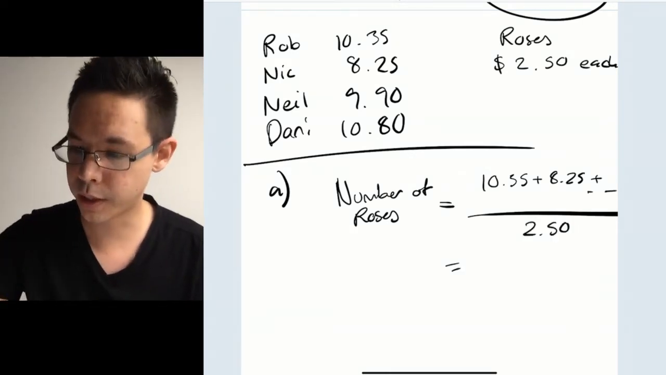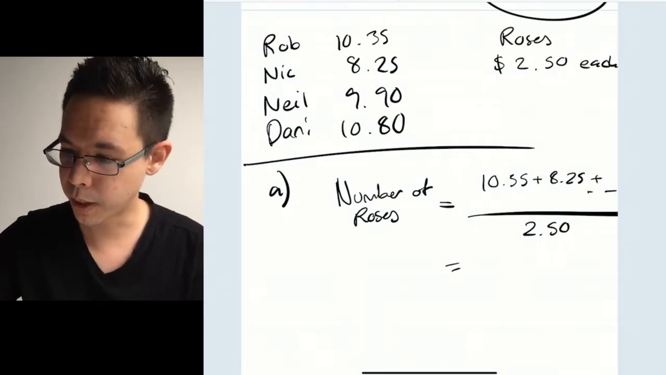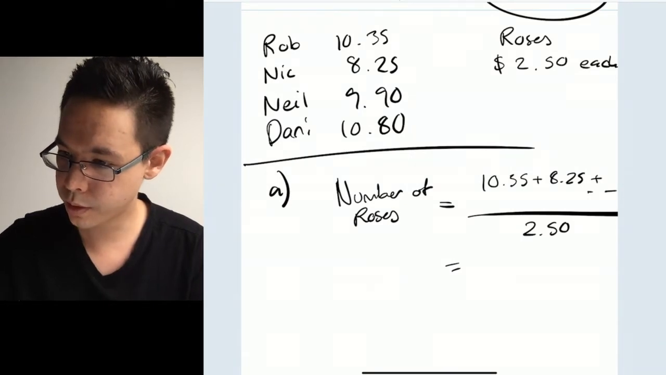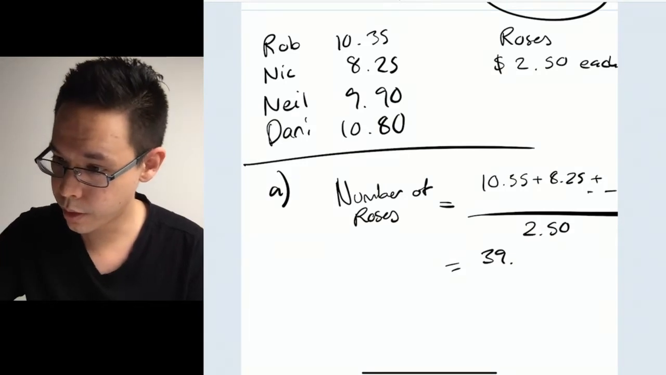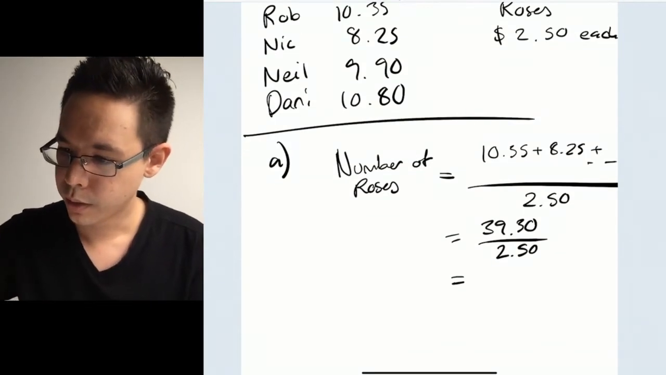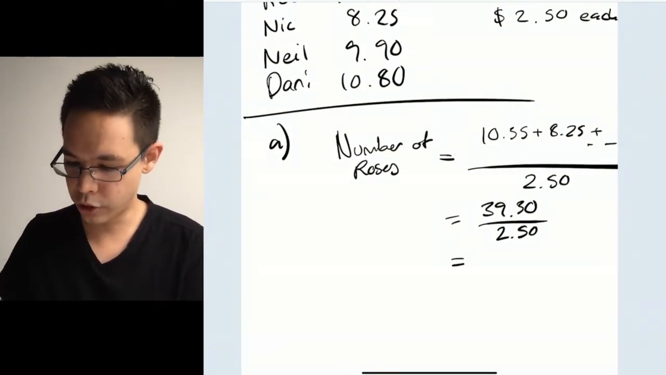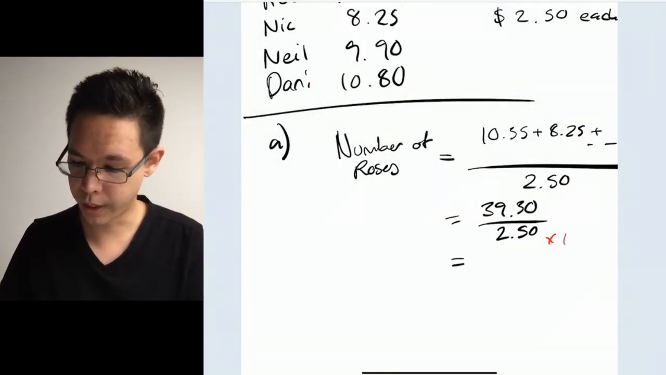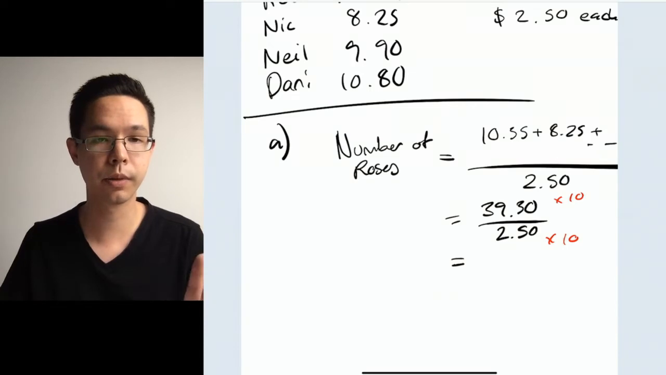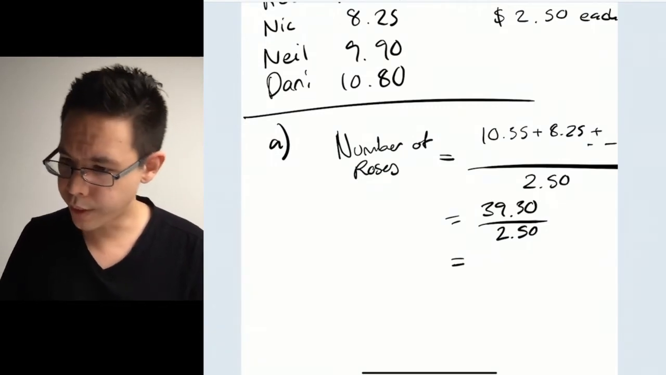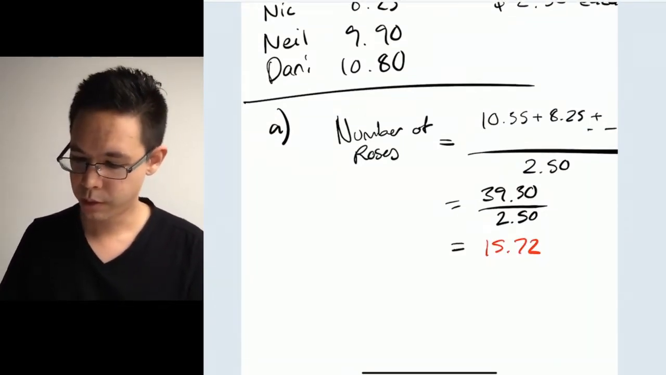I'm going to punch that through a calculator here. So I'm just going to add their pocket money together. 8.25 plus 9.9 plus 10.8 equals $39.30, all divided by $2.50. The strategy you could apply here is you could multiply top and bottom by 10, and then you get basically 393 divided by 25. You could put that through short division. So that's one other option of doing it. And I'm going to get a result of 15.72 roses.